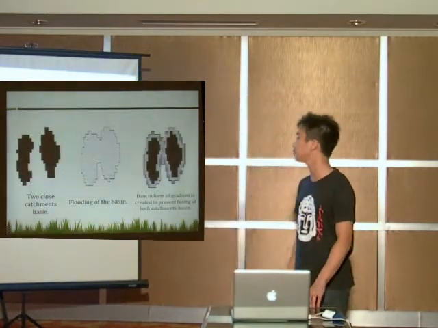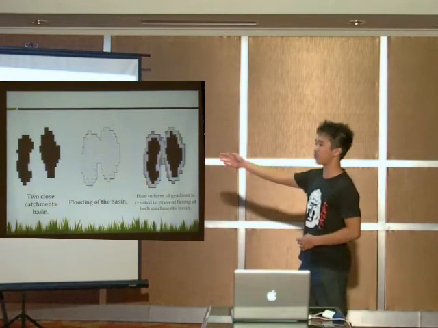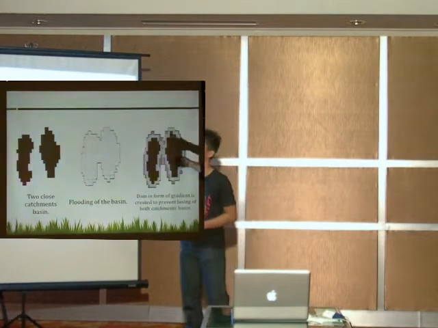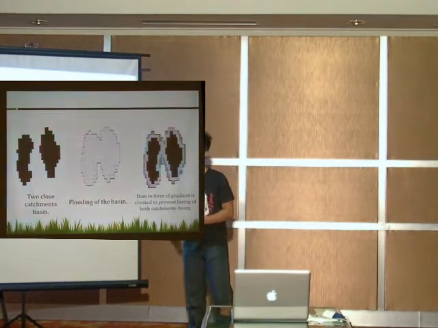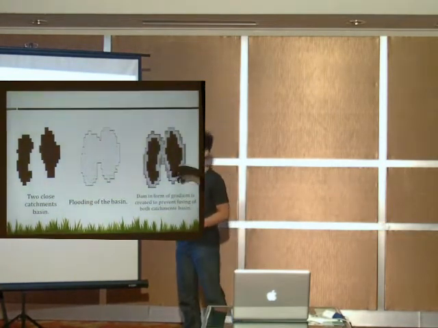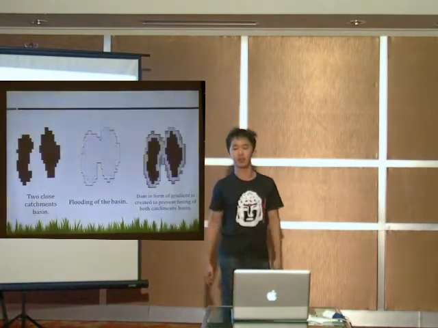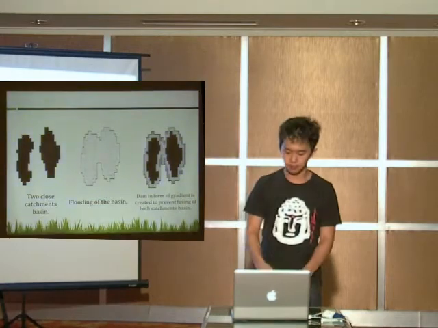These are the steps of flooding. Those are the two closed catchment basins. Then we flood the basins, but the center fuses. So what we want to do is eliminate the fusing, so we put a dam in the middle. This dam will form a gradient that can be computed digitally.